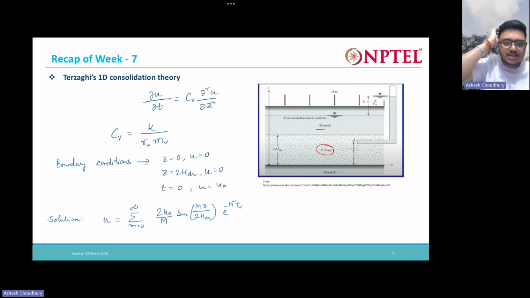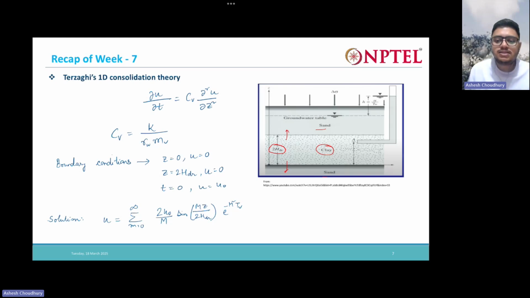So the water that is there in the clay is going to drain out both at the top and bottom. It is a double drainage condition. The thickness of the clay layer is considered as 2Hdr. It is the total thickness of the clay layer.